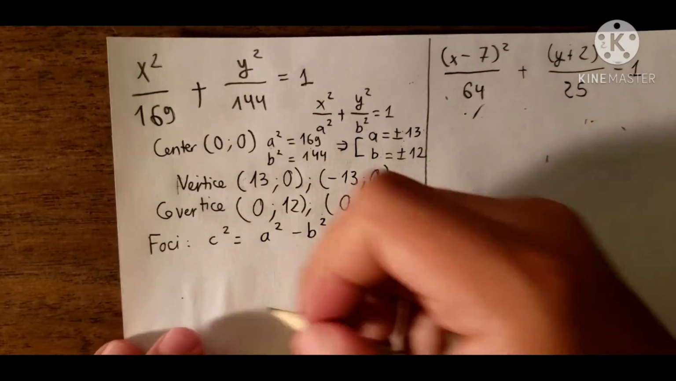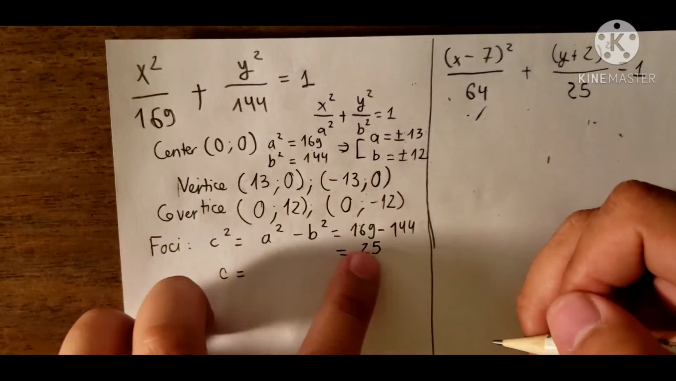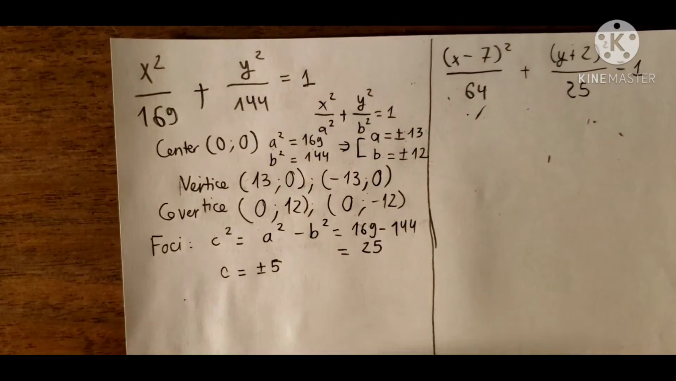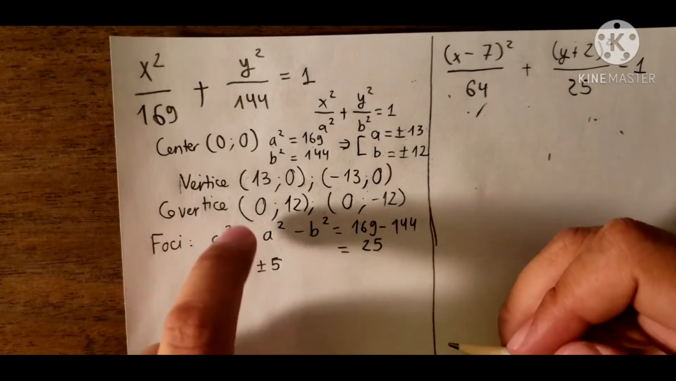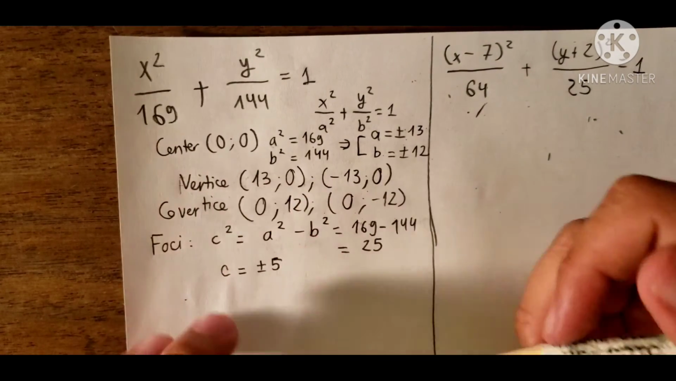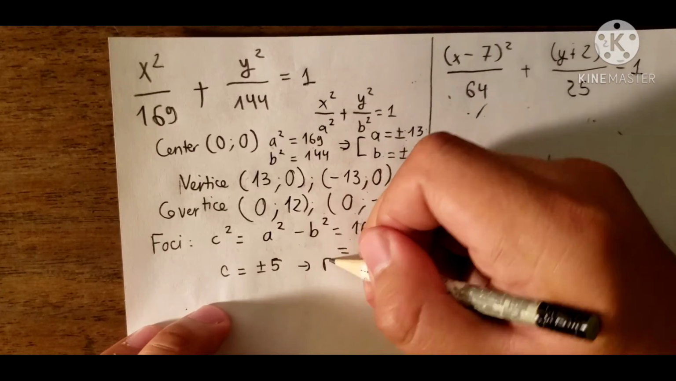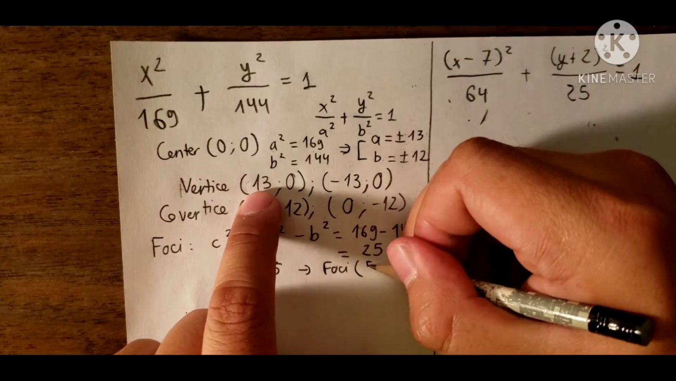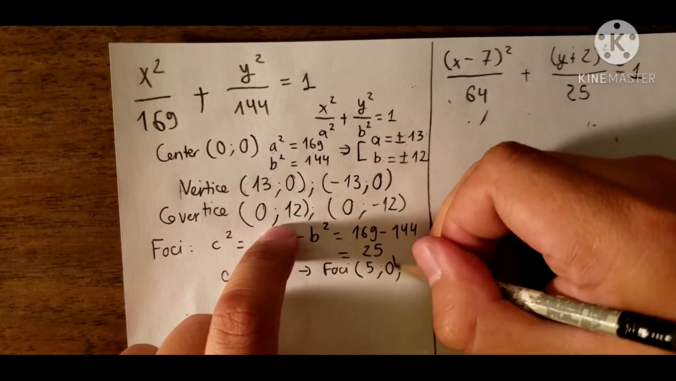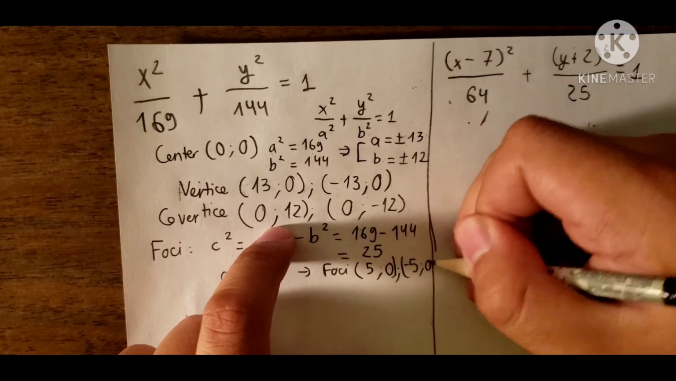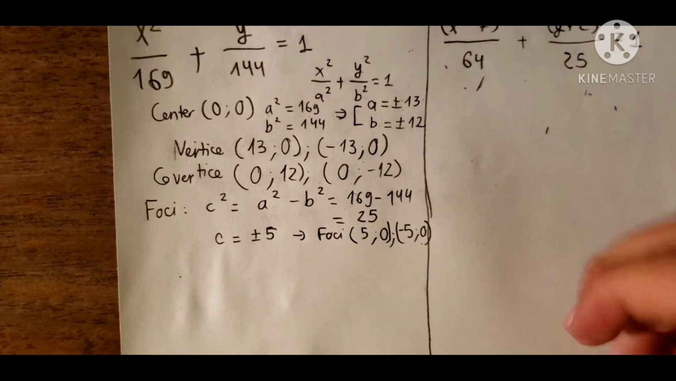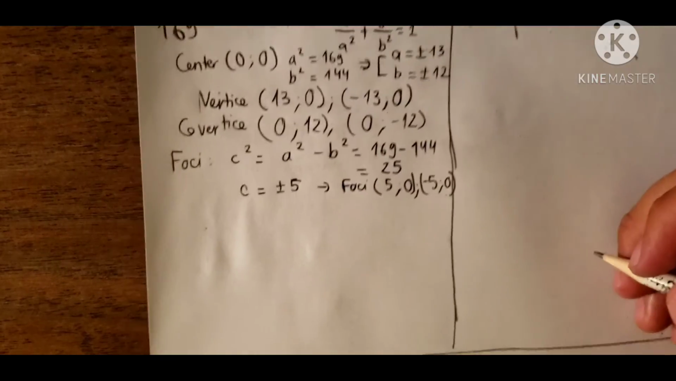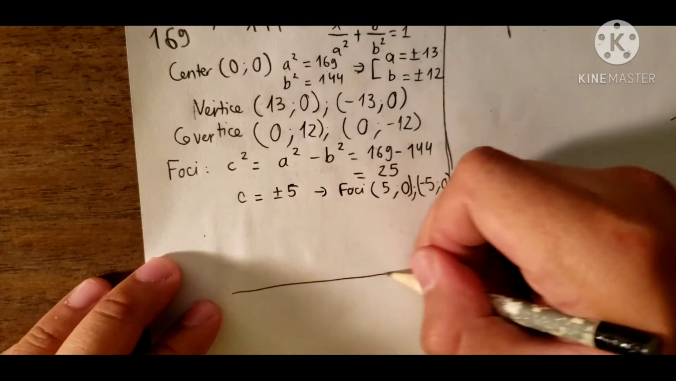Now we have c, and we do the square root of 25, and you get about positive and negative 5. In here, the focus c should be on the vertex axis, so the focus c we need to calculate is about 5 and 0 and minus 5 and 0, just like this. So now we have calculated the center, vertex, co-vertex, and focus c in here. And now we can draw the diagram in here.